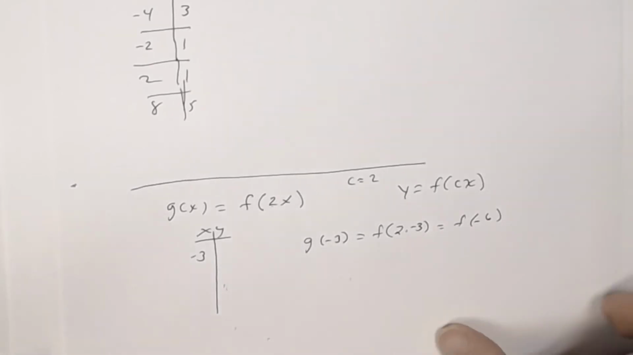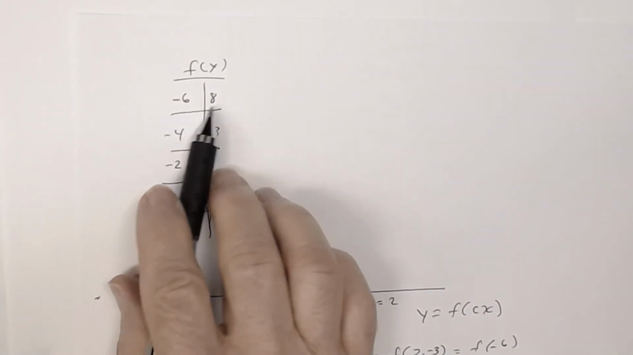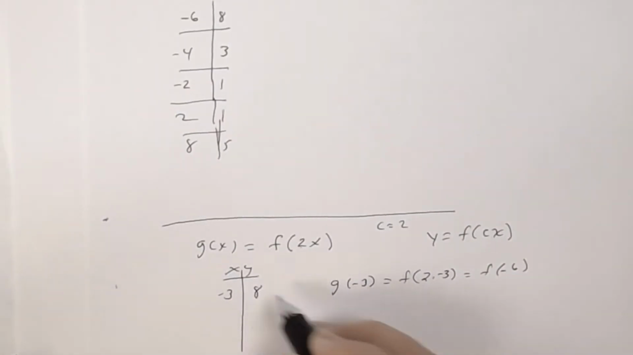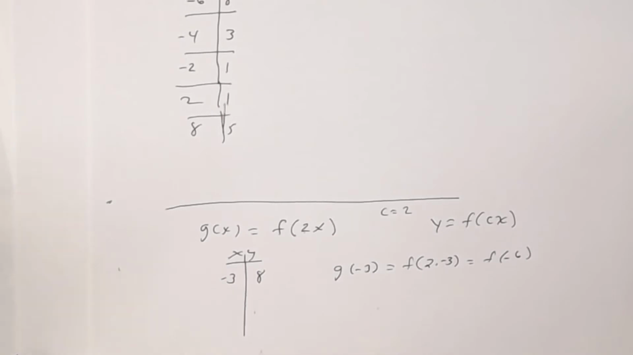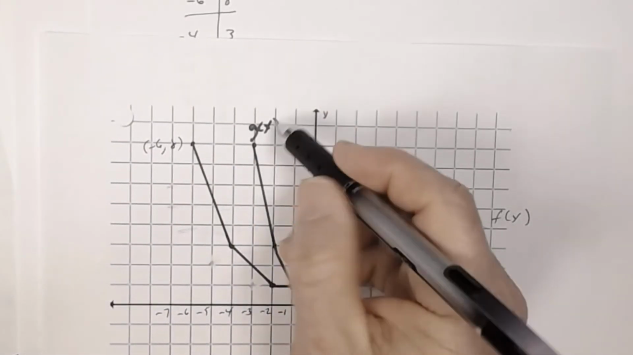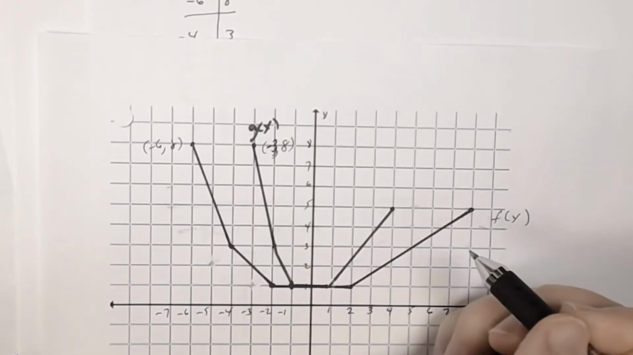Well, do I know what f of negative 6 is? Yes, I do, because look, what's f of negative 6? F of negative 6 is what y value? 8. So f of negative 6 is 8. So what I found is this: a point on g of x is negative 3, 8. And isn't that what this is right here? Negative 3, 8. Isn't that what that is?